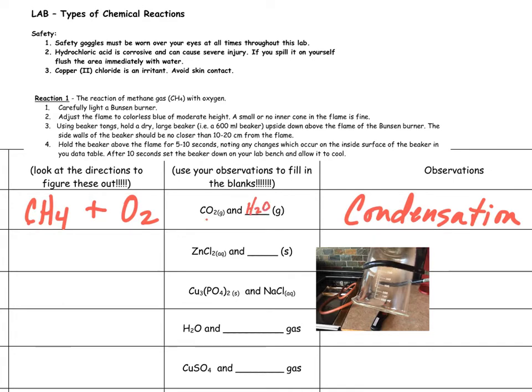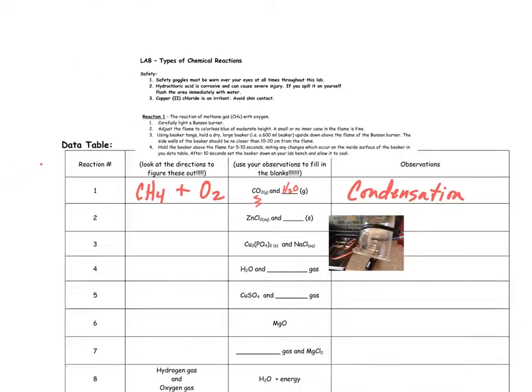Now it also produces carbon dioxide, but that's invisible and we can't see it. It just escapes and becomes part of the air in the room as well. So that's our first reaction, the reaction of methane with oxygen to produce carbon dioxide gas and water vapor, which we condensed on the inside of the beaker.